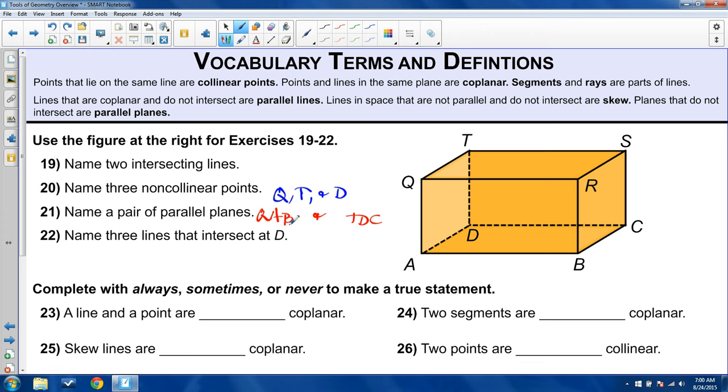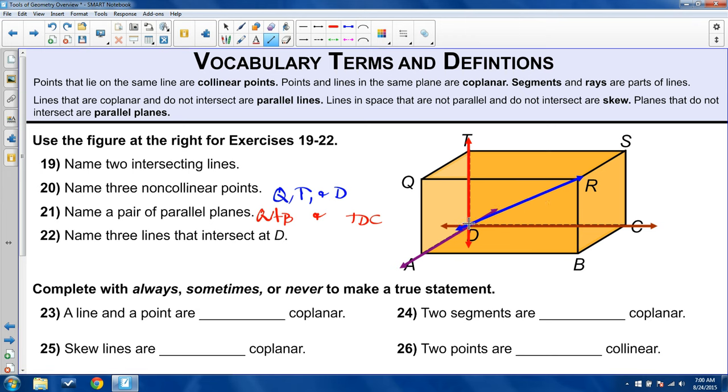Name 3 lines that intersect at D. So as we said before, you just need lines that actually go through that point. So here's a line DC, here's a line AD, and here's a line TD. Now I could do more. Take a look at this. You really want to get a good perception of this. I could draw one from R down to D, and it's going through.